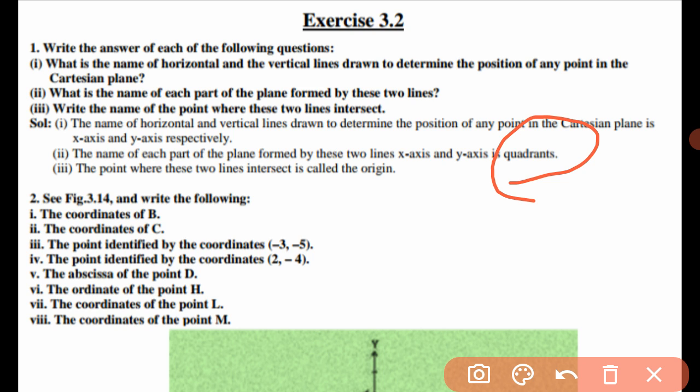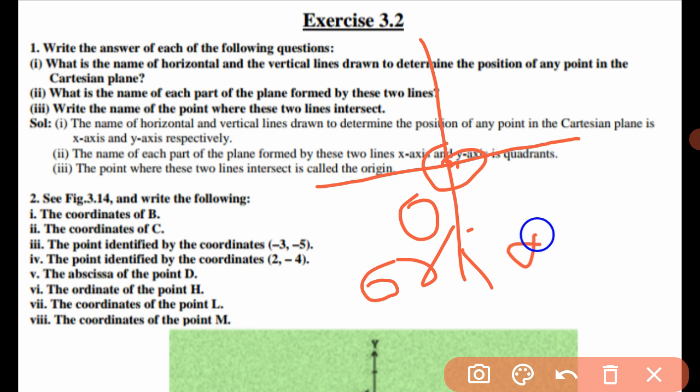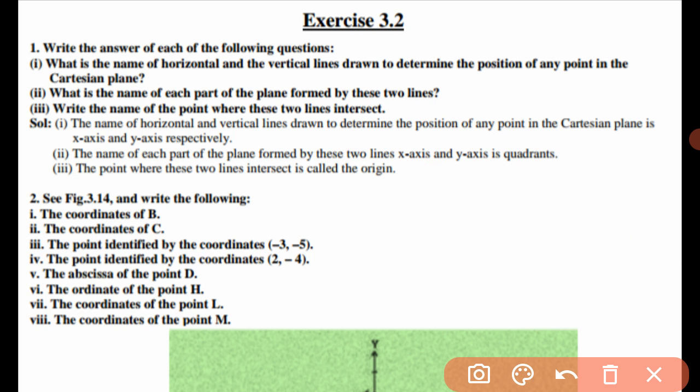Now the third part is asking us to write the name of the point where these two lines intersect. This point we represent by O, and it is known as the origin. So in the third part, the point where these two lines intersect is called the origin. So origin is the correct answer.